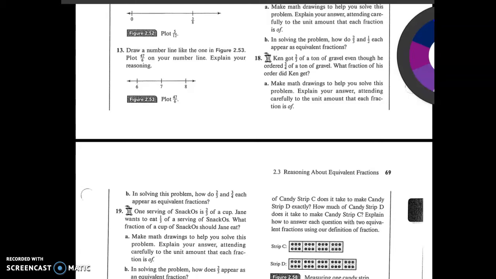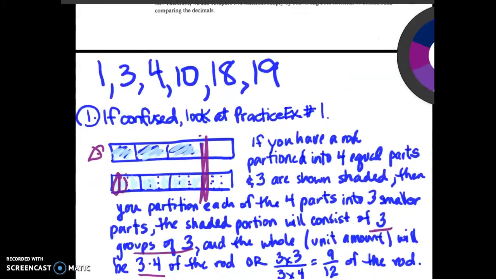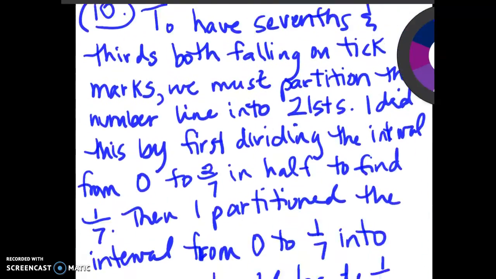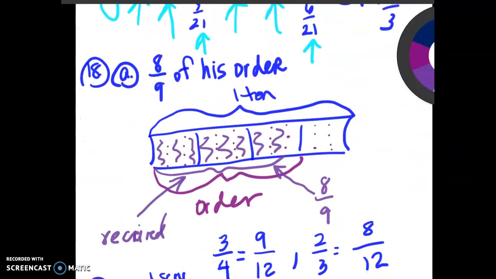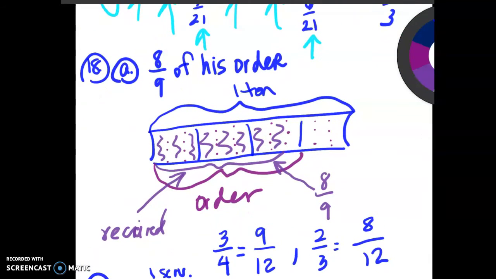These are really common types of problems where there's lots of room for kids to get confused, and the piece that's important is really attending to the whole or the unit amount. In the first problem, Ken got 2/3 of what he ordered, and he ordered 3/4 of a ton of gravel. You need to figure out what fraction of his order he received.